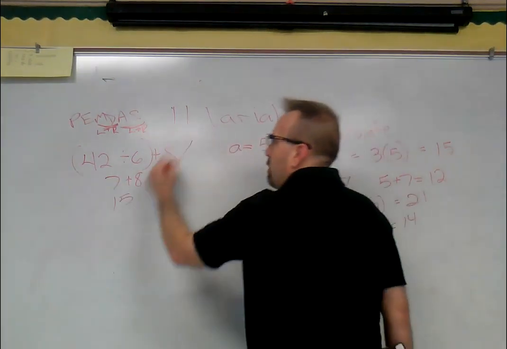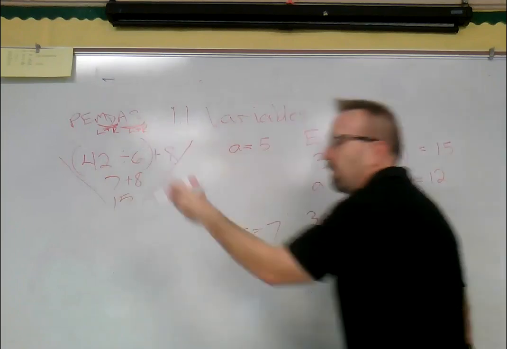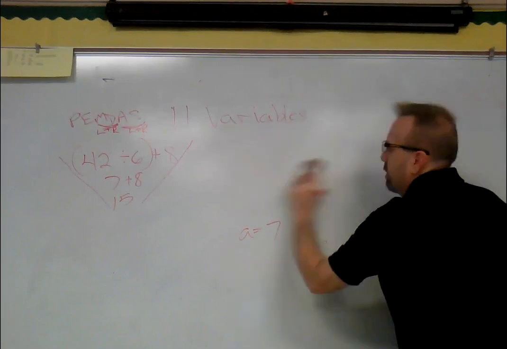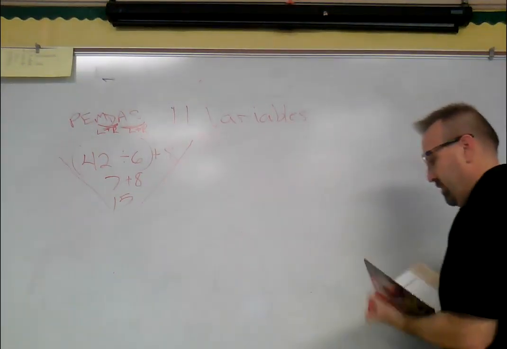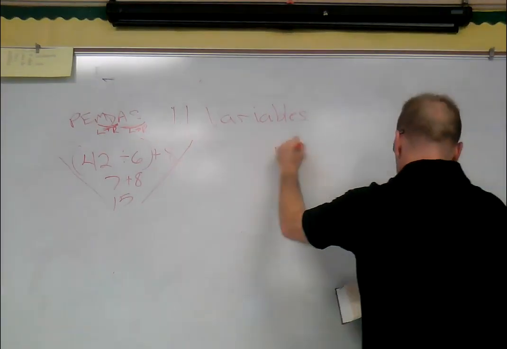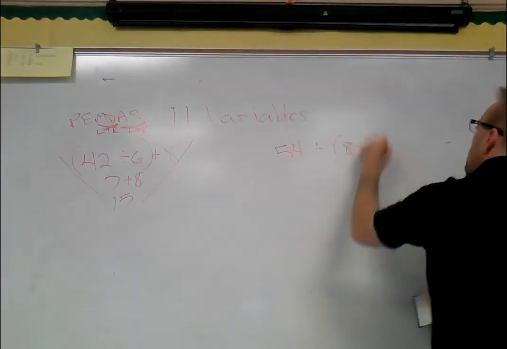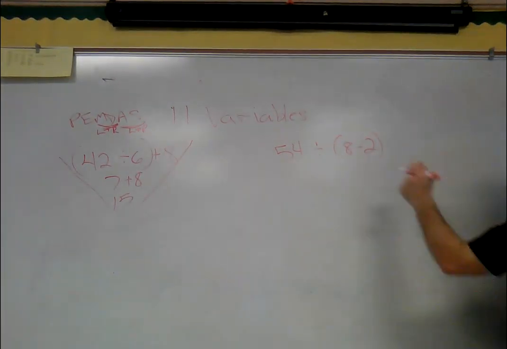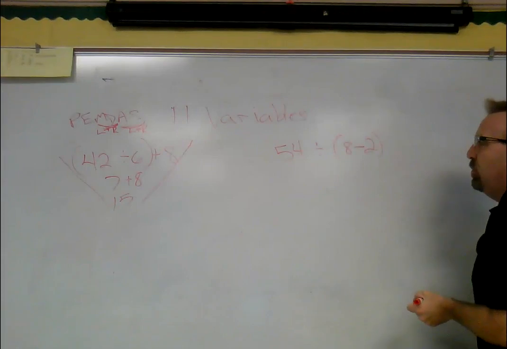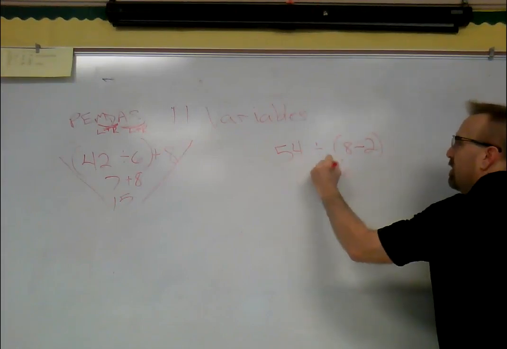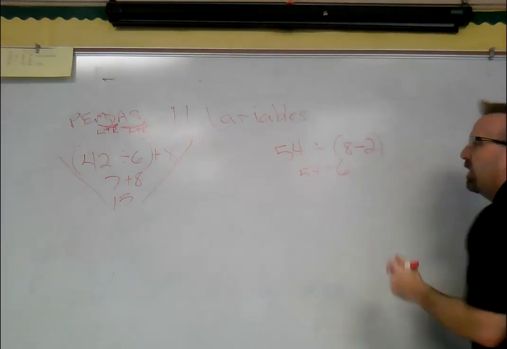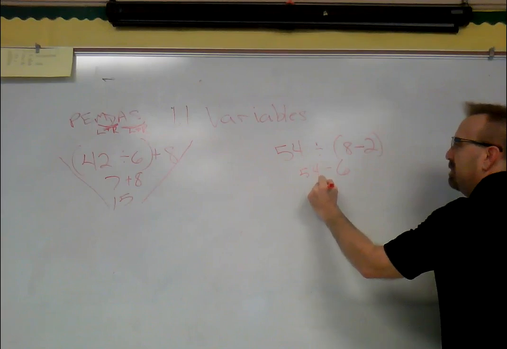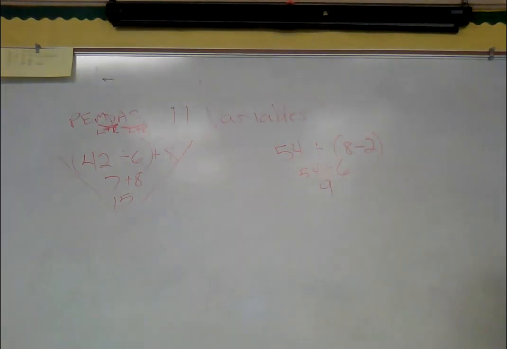Whenever you're doing order of operations, it's kind of going to be like a funnel. It's going to get smaller and smaller and give you the answer at the bottom. Let's take one more order of operations. So here, what are we going to do first? We're going to work inside our parentheses and do 8 minus 2. What is 8 minus 2? 6. Now we have 54 divided by 6, which is 9.